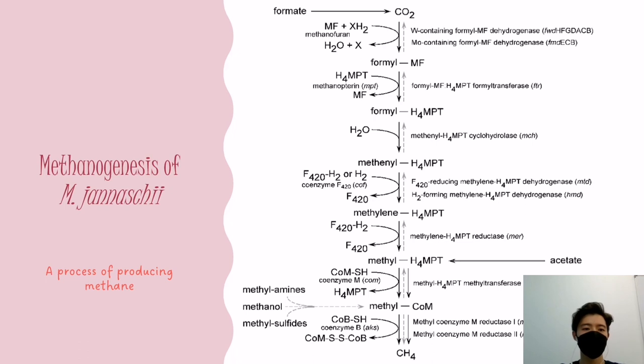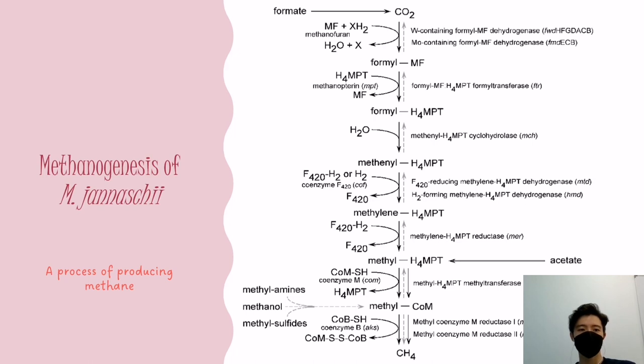Next, the formyltransferase catalyzes the reduction of formylmethanofuran to formyl tetrahydromethanopterin by transferring the formyl group on the formylmethanofuran onto tetrahydromethanopterin. In the third step, the formyl tetrahydromethanopterin is reduced to methenyl tetrahydromethanopterin by the removal of a water molecule. The enzyme involved in this step is tetrahydromethanopterin cyclohydrolase.